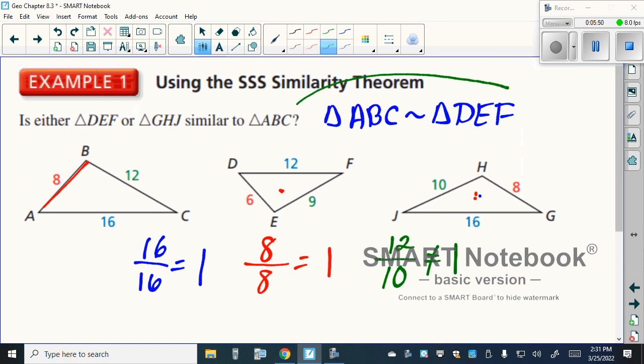So the 2 that are similar for this here are ABC and DEF. Questions on this here?